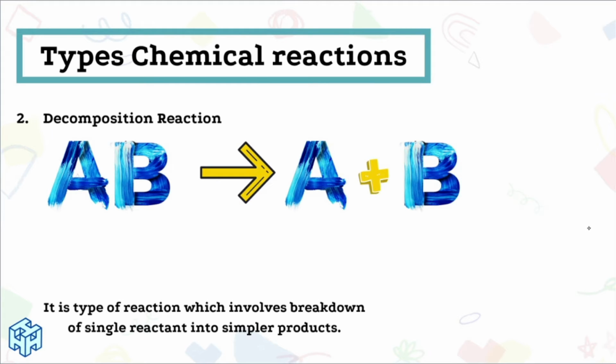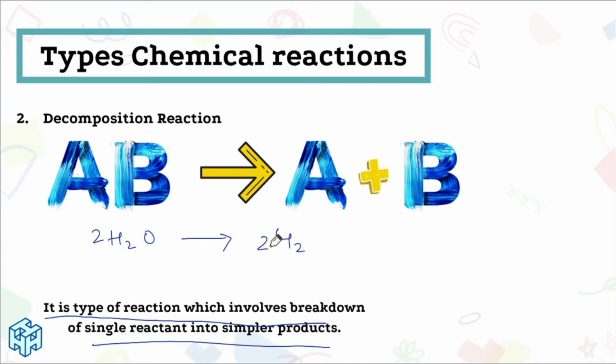Now decomposition reaction. What is decomposition reaction? It's clearly given. Let me give you an example here. It's a type of reaction which involves breakdown of a single reactant into simpler products. Let me consider I have 2H2O, which is breaking into 2H2 plus O2, meaning we are making a bigger element into smaller.